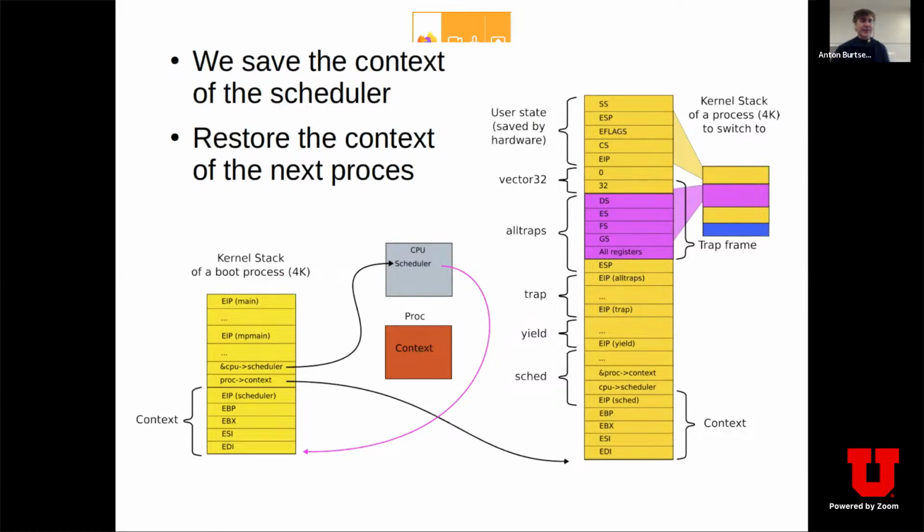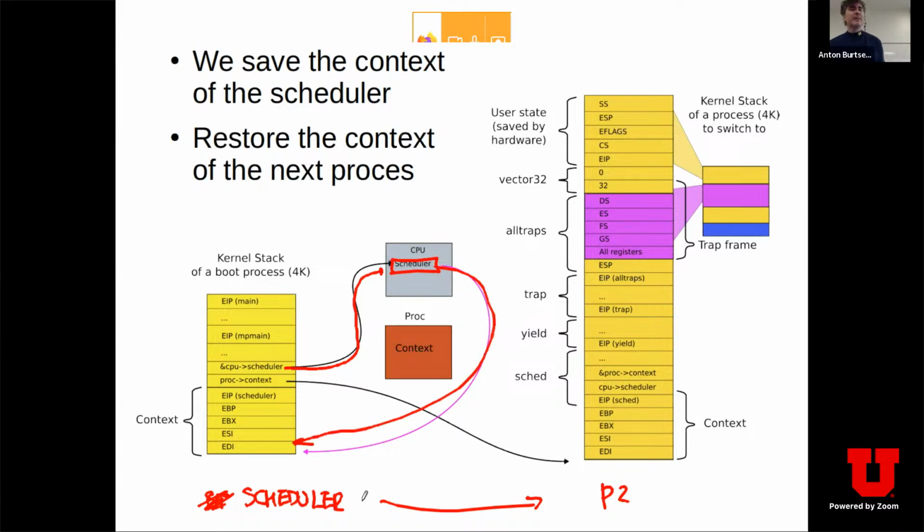Essentially, that's the state of the system. What we've done here is switch from the scheduler to process P2. The state is like this: you have a pointer to this field where we remember the current stack, and the second argument is this context, which is pointing like this.